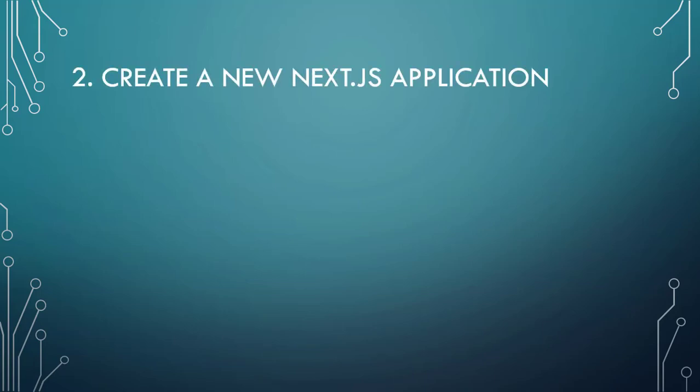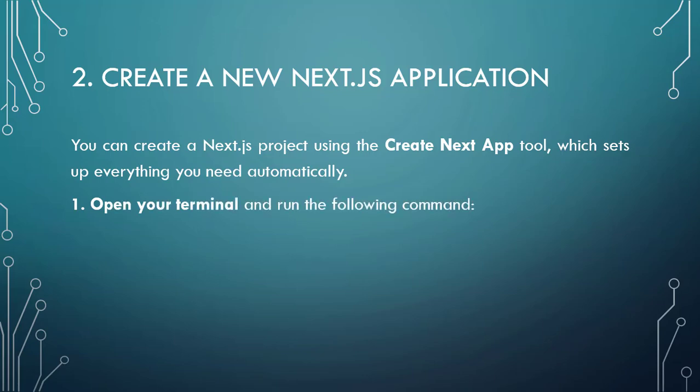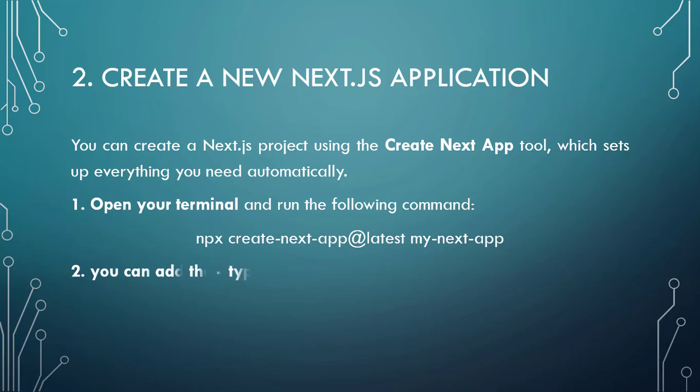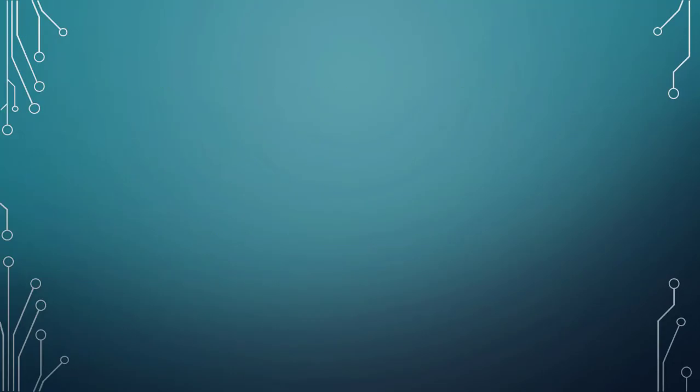2. Create a new Next.js application. You can create a Next.js project using the Create Next App tool, which sets up everything you need automatically. Open your terminal and run the following command: npx create-next-app@latest my-next-app. This will create a new Next.js application in a folder called my-next-app. You can replace my-next-app with any name you prefer. If you want to use TypeScript right from the start, you can add the TypeScript flag: npx create-next-app@latest my-next-app --typescript.